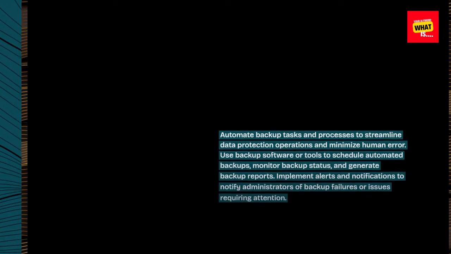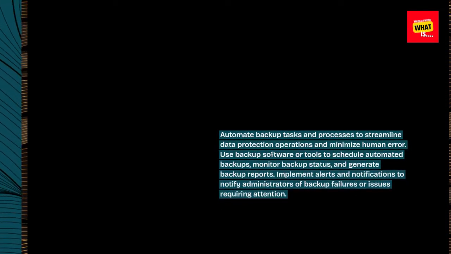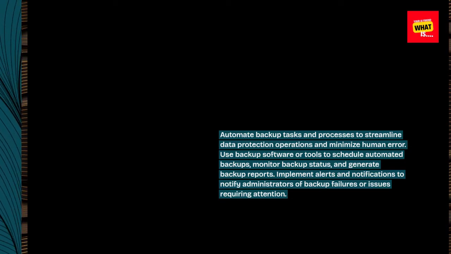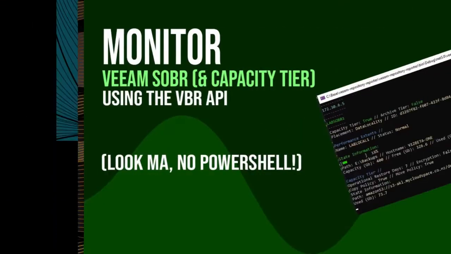Automate backup tasks. Automate backup tasks and processes to streamline data protection operations and minimize human error. Use backup software or tools to schedule automated backups, monitor backup status, and generate backup reports. Implement alerts and notifications to notify administrators of backup failures or issues requiring attention.